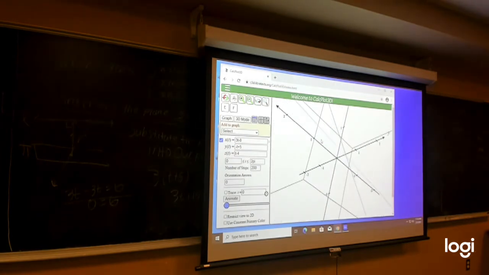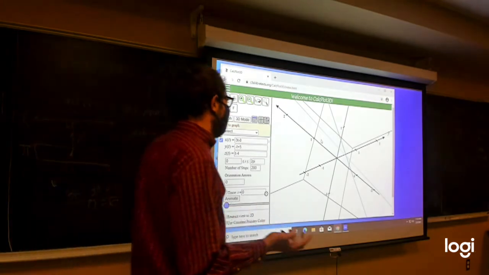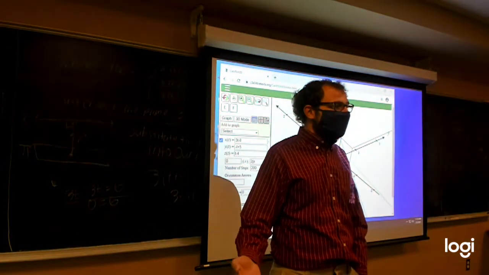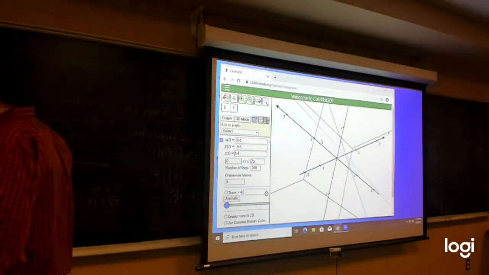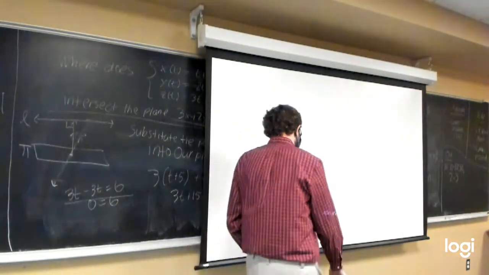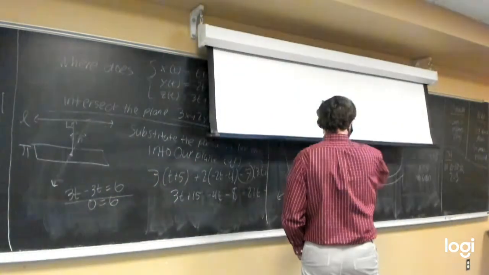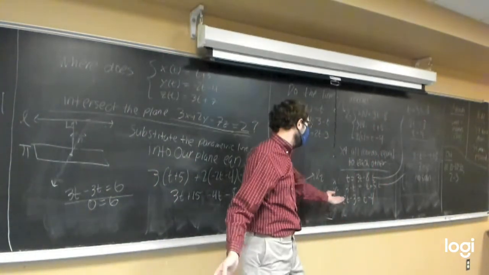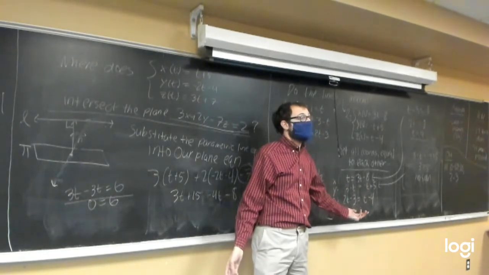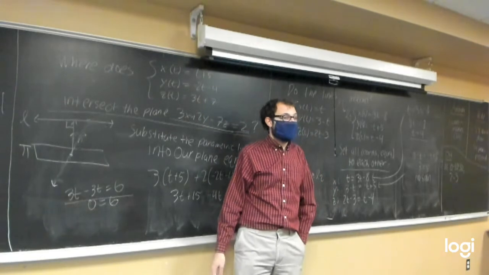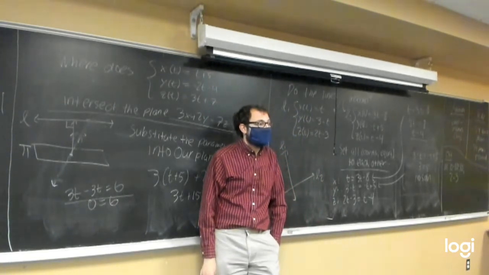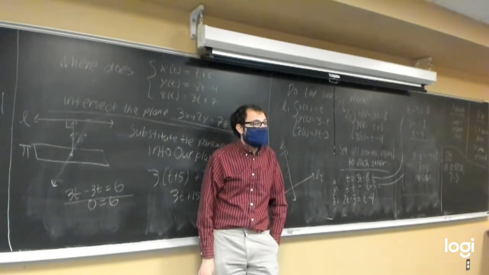All right, there's no visual trickery going on where it looks like they hit each other. These lines actually intersect. And it turns out all of this algebra we did was correct. There is no solution to this system of equations. So what gives?